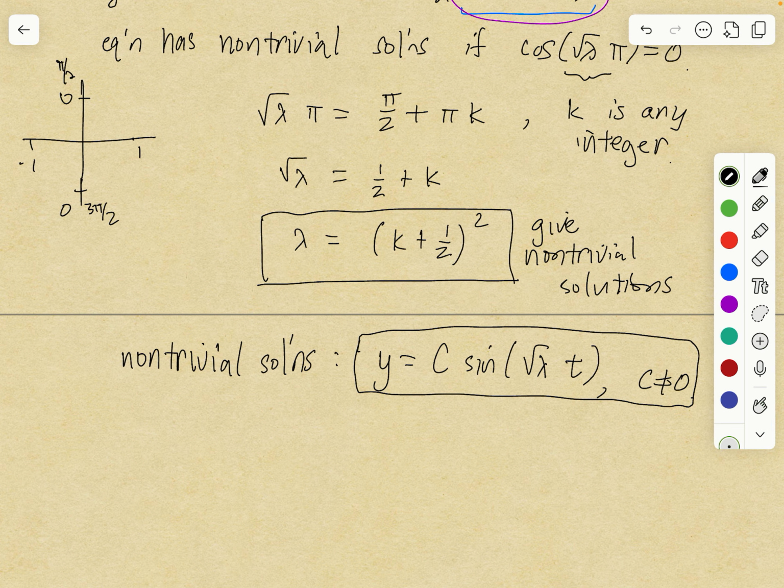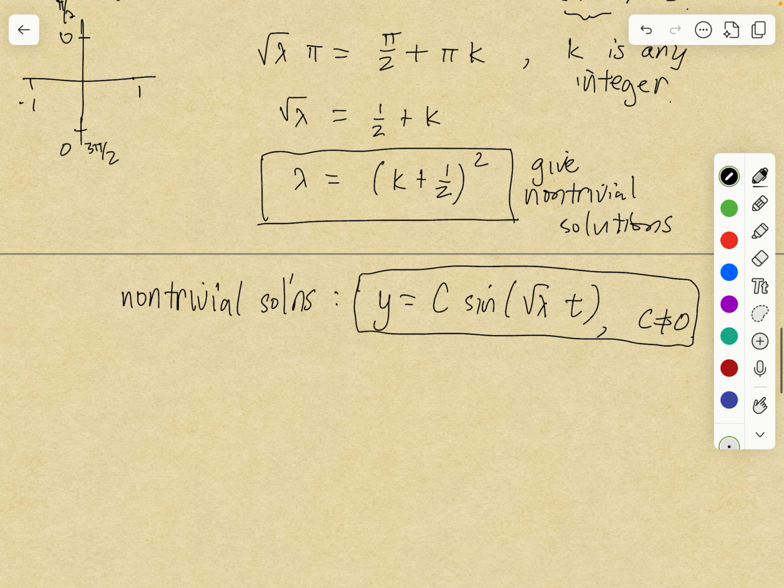I guess you could replace the lambda with k plus 1/2 squared. So then that would give you C sine k plus 1/2 times t. But I think it's just more natural to write it in terms of lambda, because they're asking you what lambdas will give you non-trivial solutions. We found them, and then the solutions are going to be that in terms of lambda.